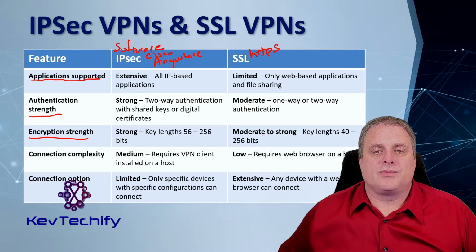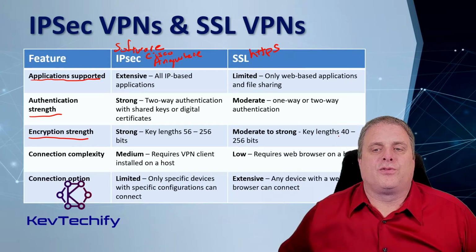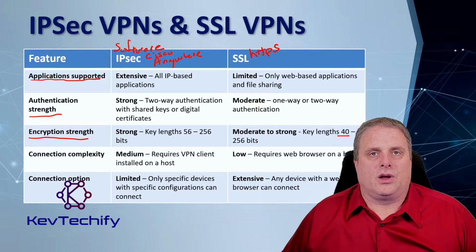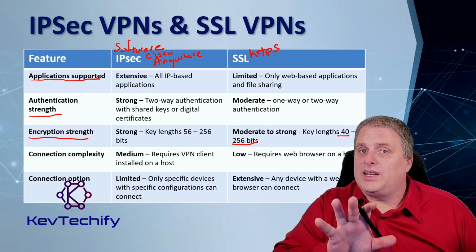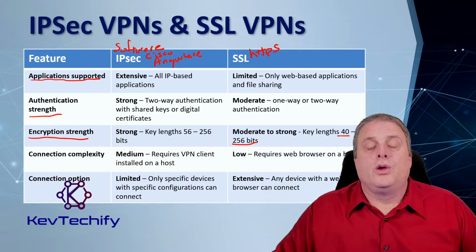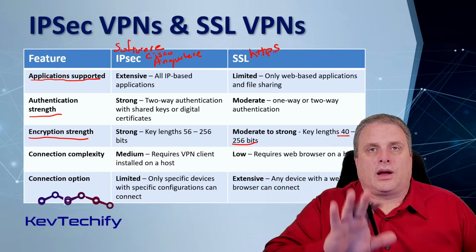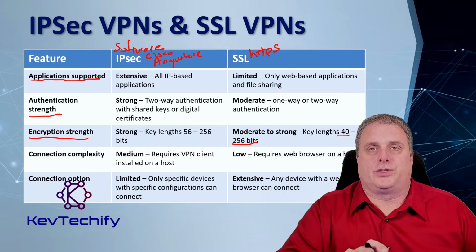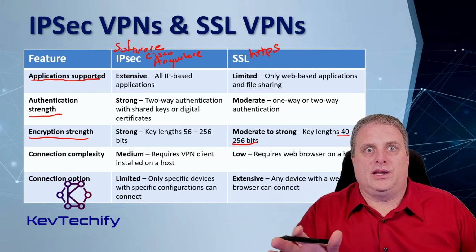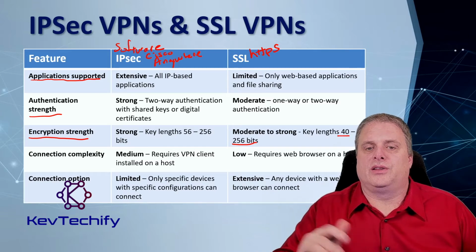And the reason it's moderate to strong here is you can have keys as short as 40 bits long there, but it does go up to 256. So once again, how you set up your HTTPS, your SSL VPN will determine how strong that encryption strength is. So if you set it to use the 40 key encryption strength, it's going to be a little less secure than the 256.